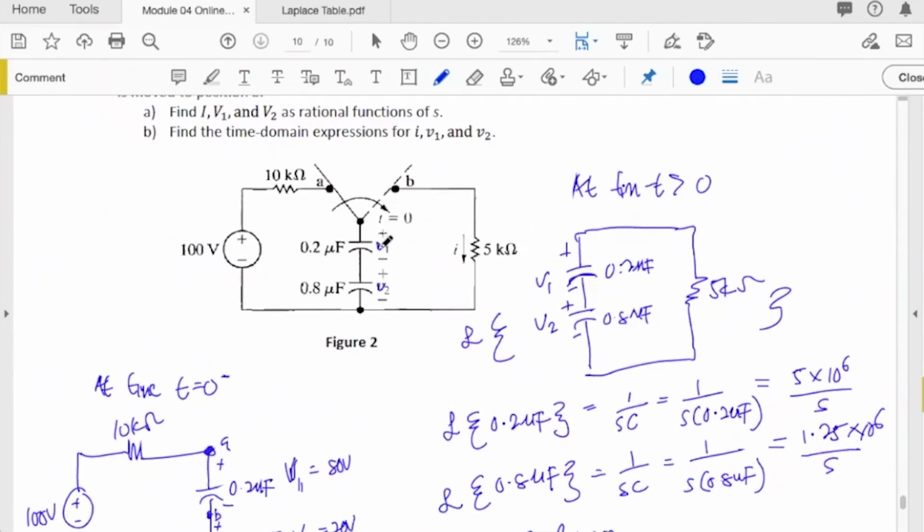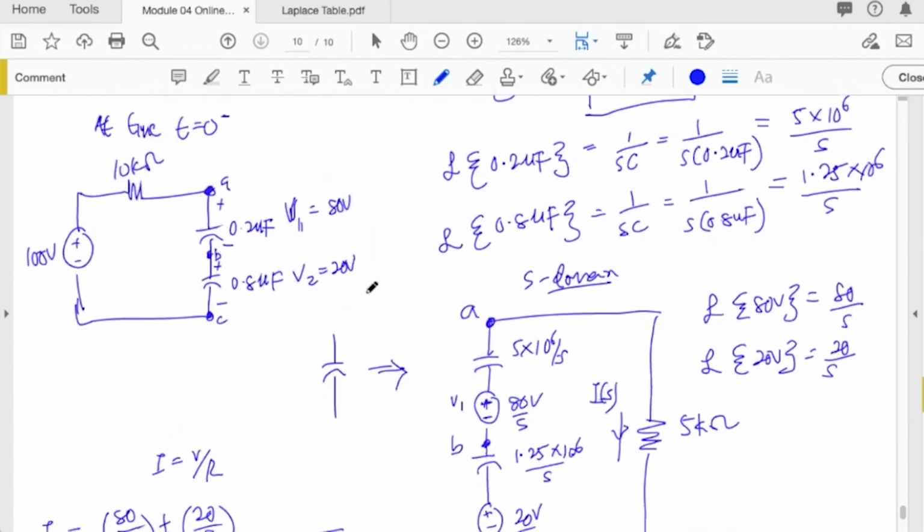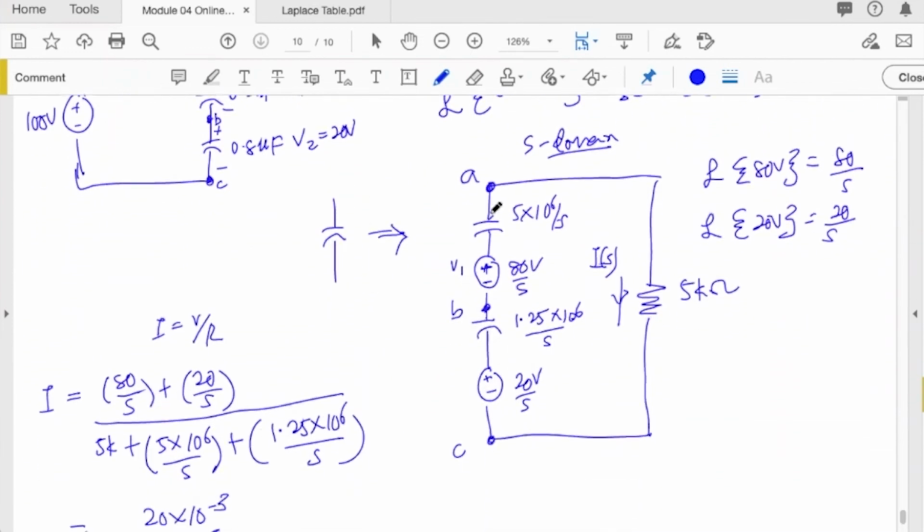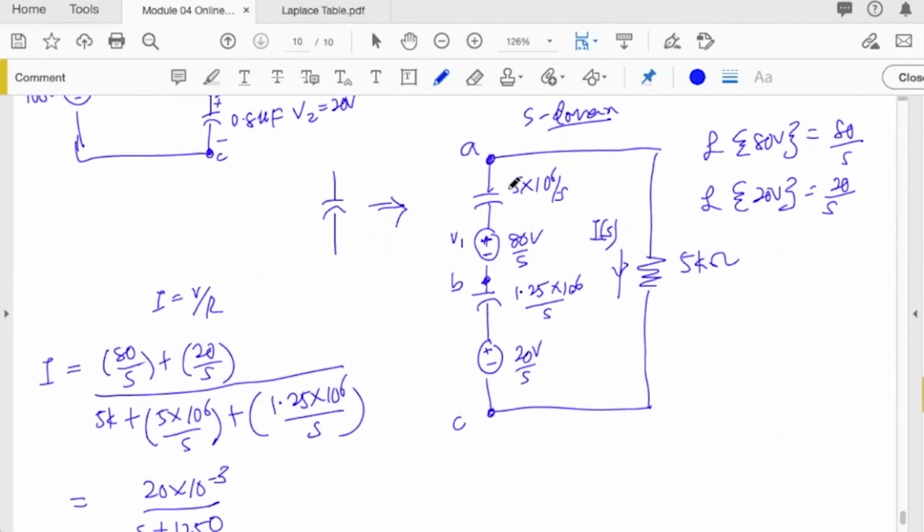So next, we're going to find V1 and V2. If you see here, V1 is inside the node that consists of 0.2 microfarad, and V2 is inside the node that consists of 0.8 microfarad. So if you go back to this S domain figure, inside our node A to B, A to B is this node. So this whole node will be represented as V1, and nodes B and C will be represented as V2. I forgot to write S here, so this should be V1s and this one should be V2s.